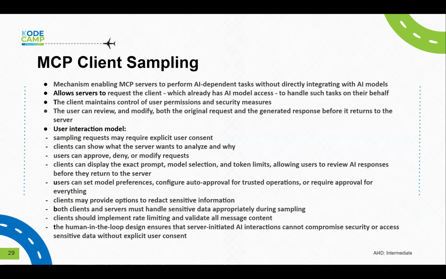And the clients can display the exact prompt, model selection, and so on, and different levels of information about the sampling request. This allows the user to review the response, and of course, either stop the whole process or not before that response is forwarded to the server. The user can set preferences. Essentially, the user is in control, or rather, the model provides a mechanism for the user to be in total control.